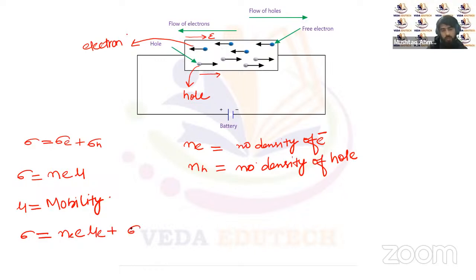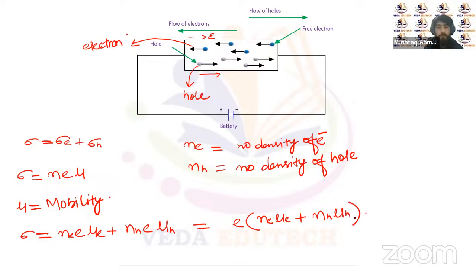And similarly, we will have the conductivity of hole equal to the number density of holes, multiplied with the charge of electron and the mobility of hole. Or we can write it as, E will be common here, N_e multiplied by mu_e plus N_h multiplied by mu_h. So this will be the total conductivity of an intrinsic semiconductor if they are connected with a battery or to a circuit.